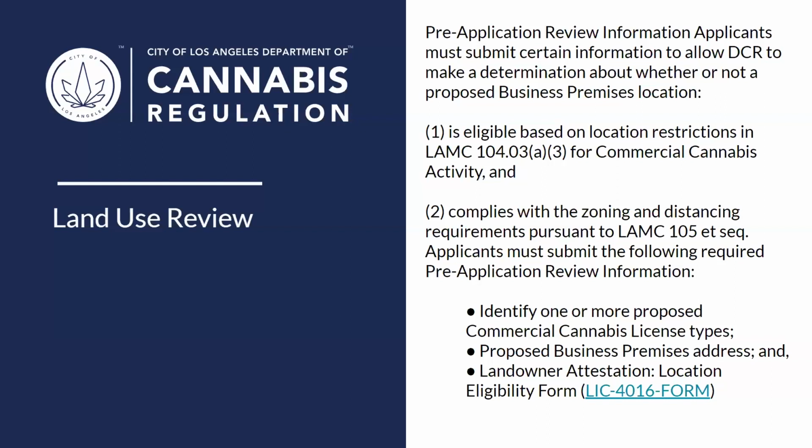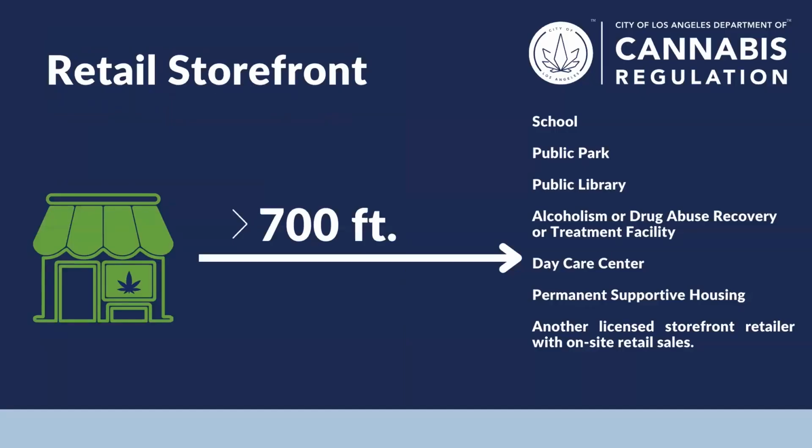The second piece is utilizing the proposed business premises address, and that's just focused on making sure that the location does comply with the zoning and distancing requirements under Section 105. As I mentioned previously, folks that are pursuing the retail storefront with on-site sales have to be at least 700 feet away from sensitive uses, which include schools, public parks, public libraries, alcoholism or drug abuse recovery or treatment facilities, daycare centers, and permanent supportive housing.